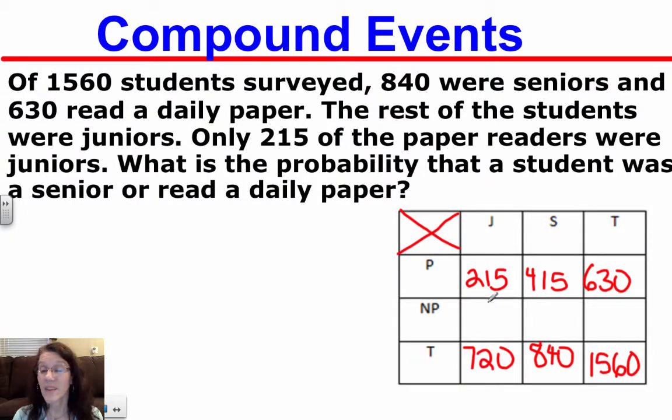Now, you've got this whole row here. How do we figure out how many go here? Well, we can do it a couple of different ways. How about we look at this column right here? 415 plus some number has to be 840. Well, what does that have to be? It's got to be 425. 215 plus some number has to be 720. That's got to be 505. 630 plus some number has to be 1560.